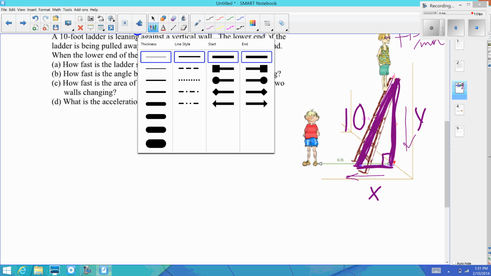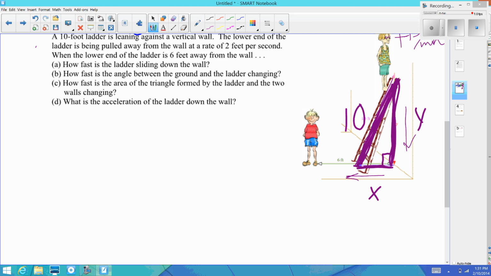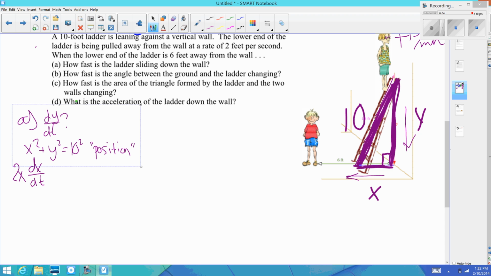So I have, how fast is the ladder sliding down the wall? So for A, we're trying to find dy/dt. All right, so we have x squared plus y squared equals 10 squared. We can consider that our position equation. This is our starting point. Taking the derivative, 2x dx/dt plus 2y dy/dt equals 0. This we can think of as our velocity equation. It's the derivative of the position.